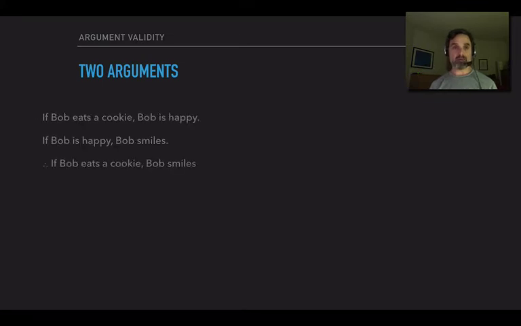So here's an argument. If Bob eats cookie, Bob is happy. If Bob is happy, Bob smiles. Therefore, if Bob eats cookie, Bob smiles. This is a valid argument. What does that mean? Well, more or less, it means that the conclusion is true if the premises are true, no matter what. In any situation in which the premises are true, the conclusion is also true.